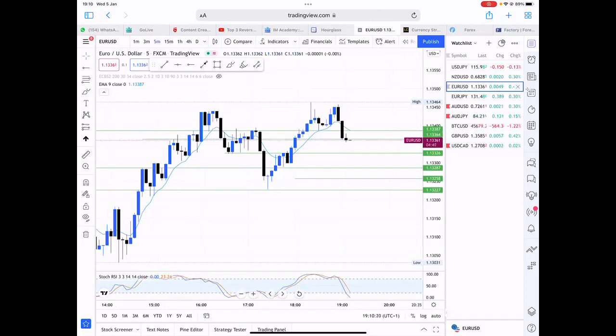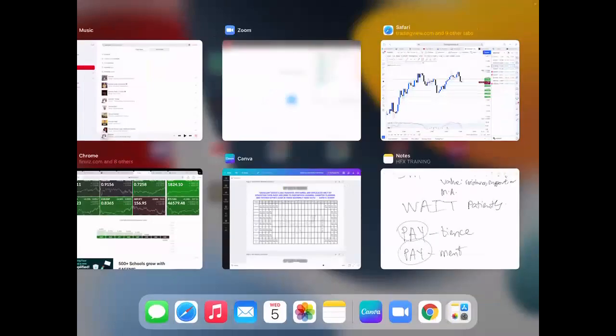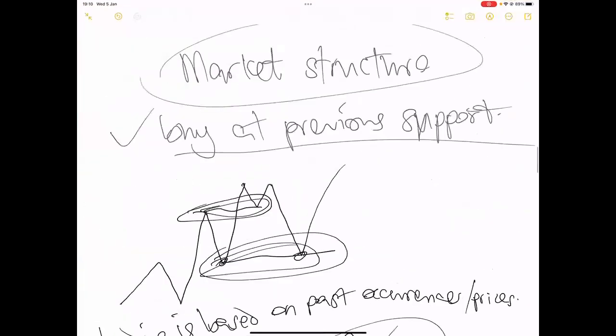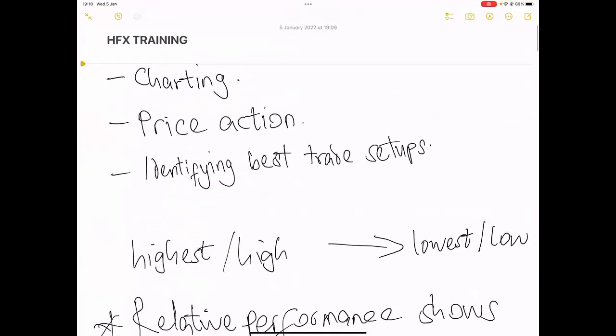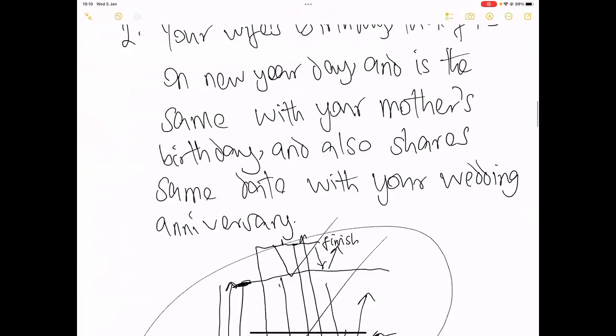The truth is, I'm actually done with the basic things about charting. I've shown you how you go from your daily. I talked about charting. I talked about price action. Let me just talk about the last one before I leave.